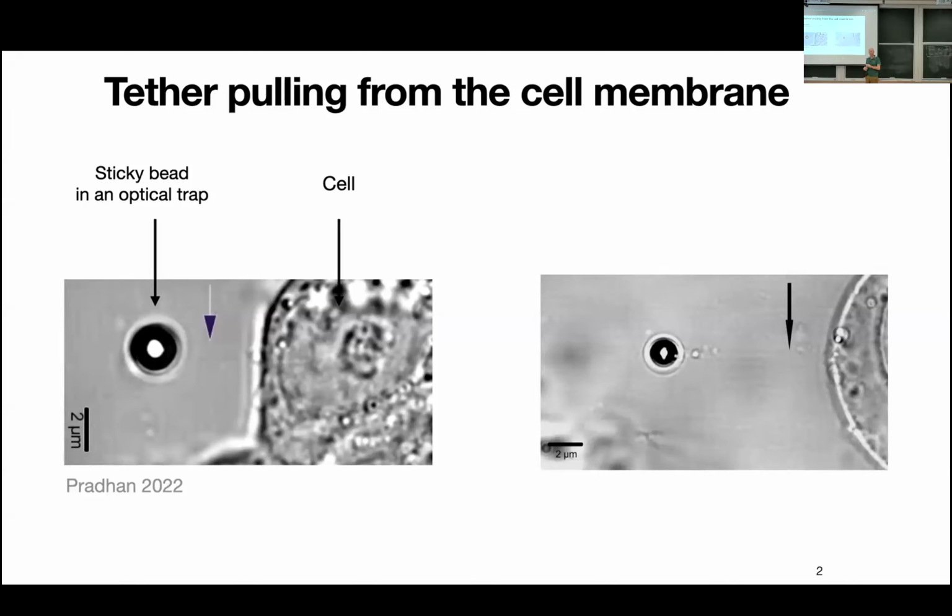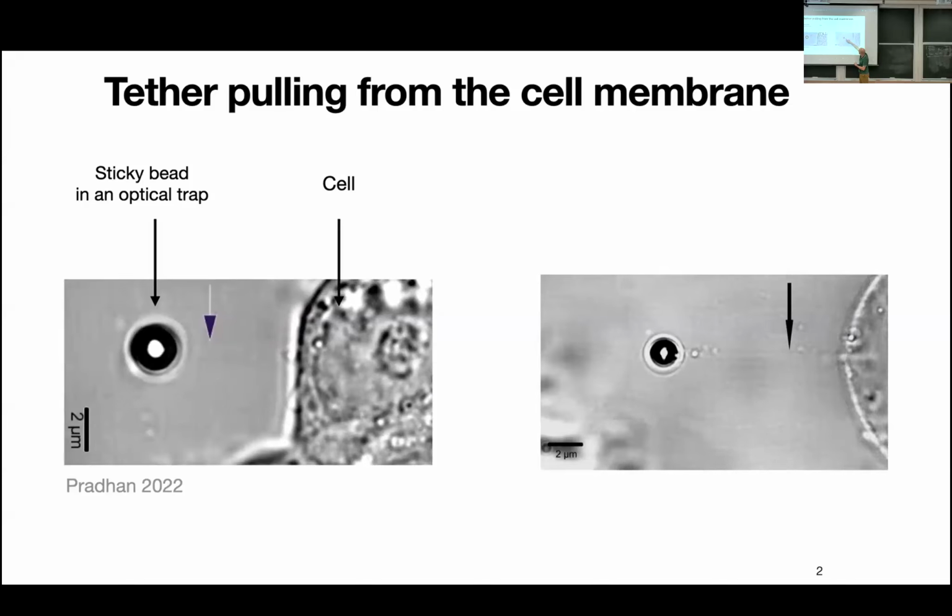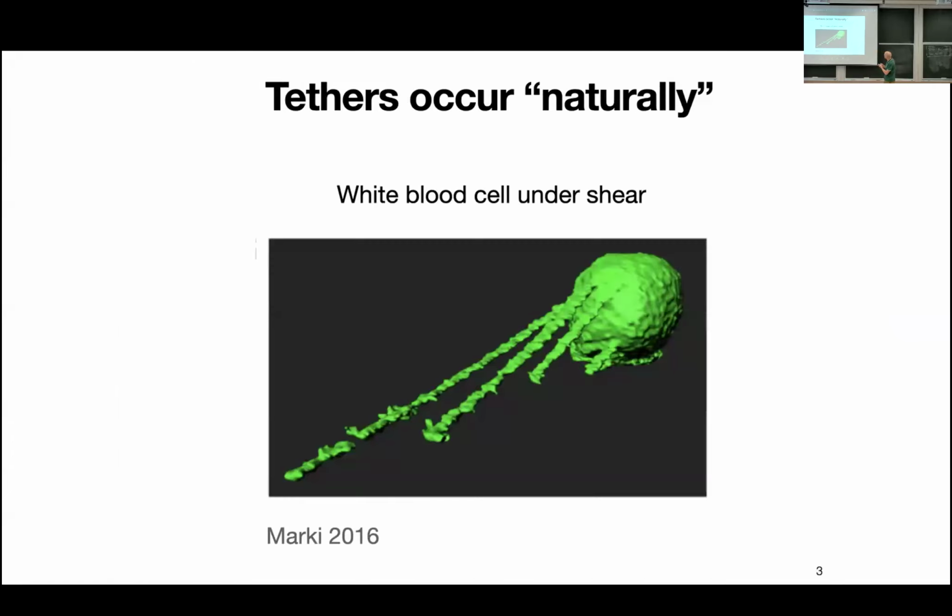So you maybe have to take my word for it, but there's this thin tether that's stuck on the one side to this bead, and on the other, it's being extruded from the cell membrane. We call that a tether, and these tethers are kind of useful. They're not just an experimental curiosity, but they actually have some physiological purpose.